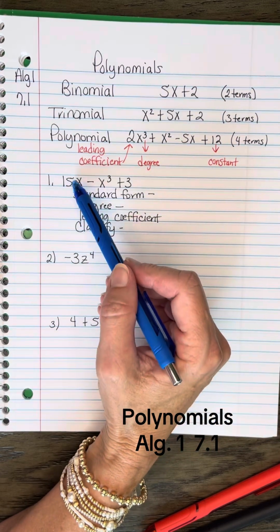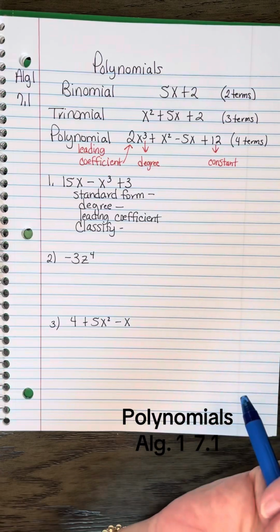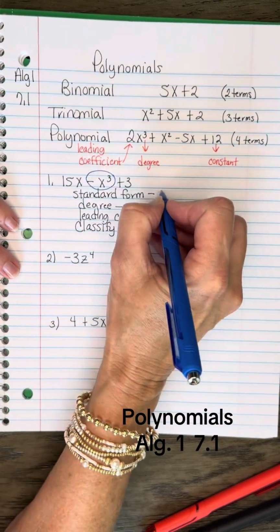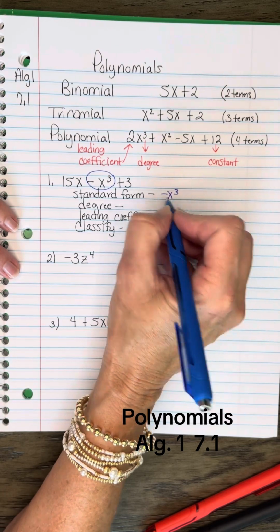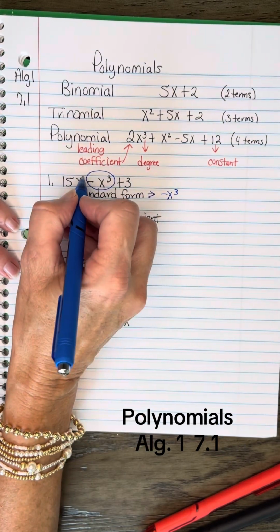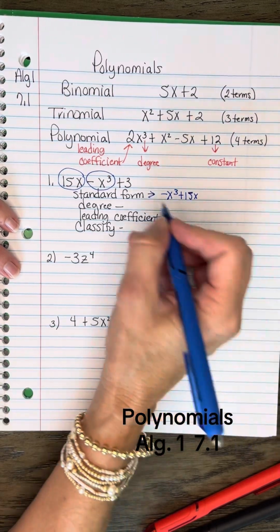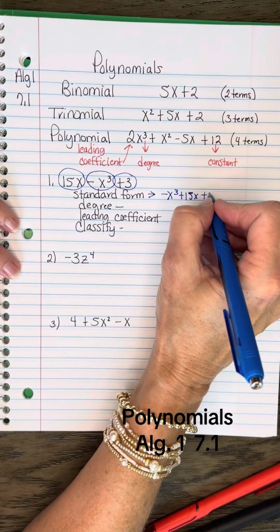All right, so we have 15x minus x cubed plus 3, and we want to write it in standard form. That means I want this negative x cubed to be in front. And then the next in order will be the 15x. We'll put a plus between it since it's positive, and then the plus 3.